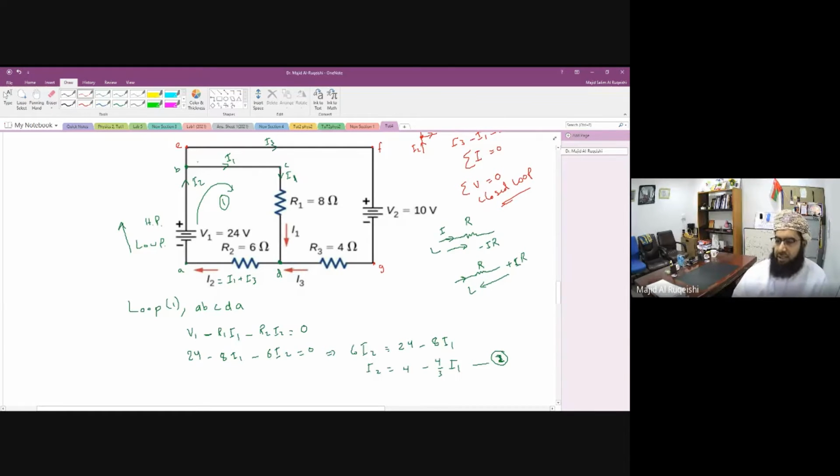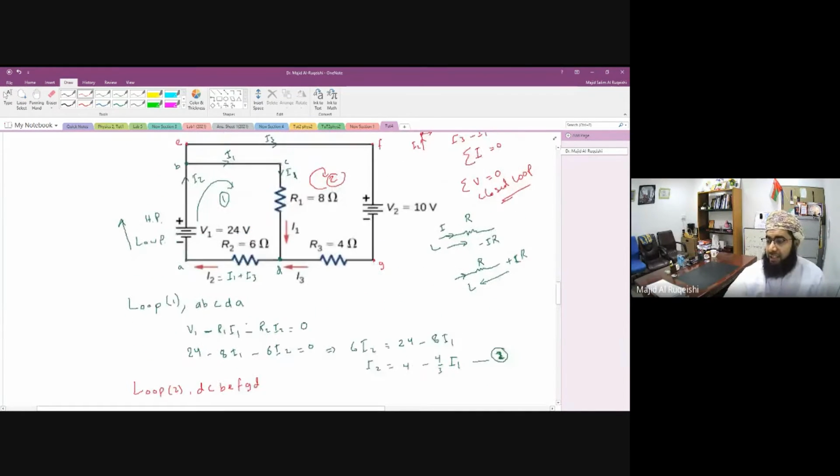So now let's take this loop here, which is D, C, B, E, F, G, again D. So this is now loop number 2. We are just starting from D, and then we end with D. This is the second loop, and it is going from D to C, and it should be a closed loop, okay?